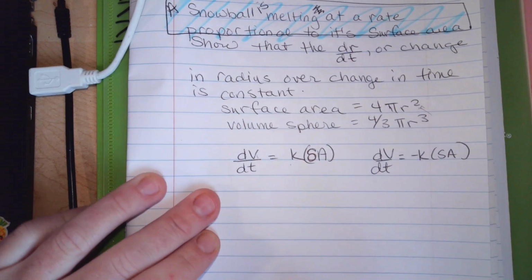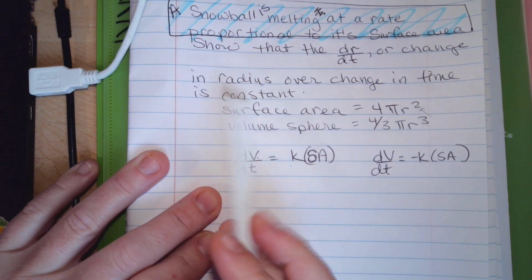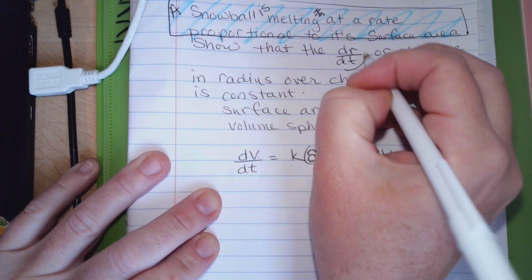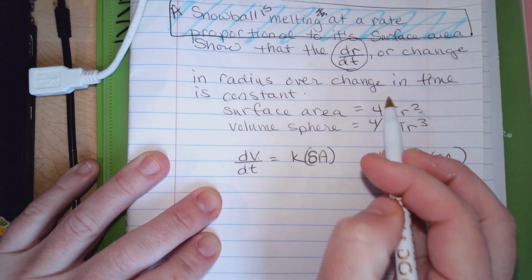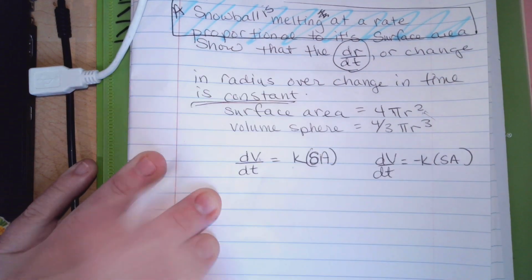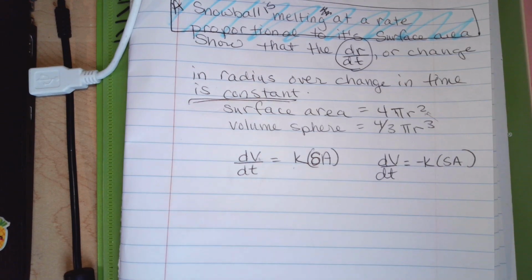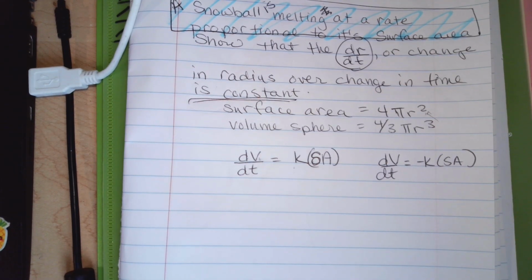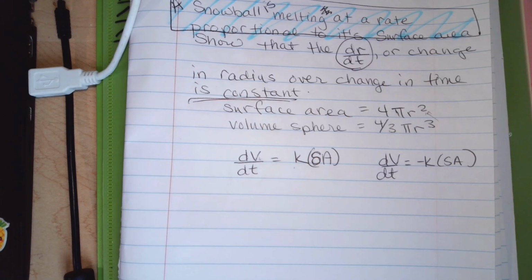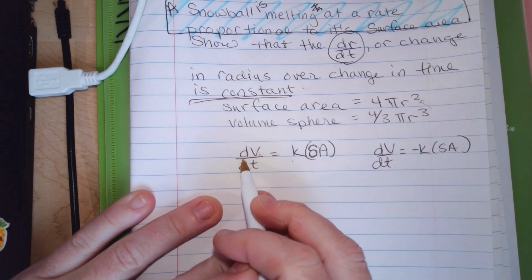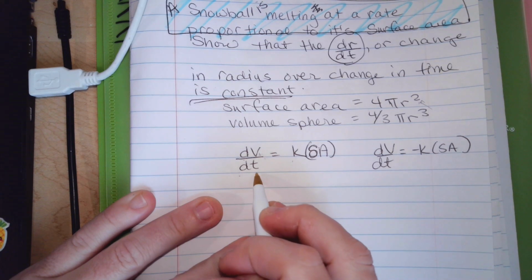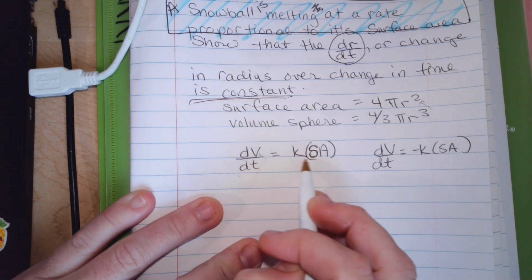And so what are we supposed to do? We're supposed to show that dr/dt is constant. And you're like, I don't know, what? That's how you feel a lot when you see a math problem sometimes. You don't see the end of this, or where you're going. Well, let's just see where we are and see what we can do. So we have dV/dt equals K SA.